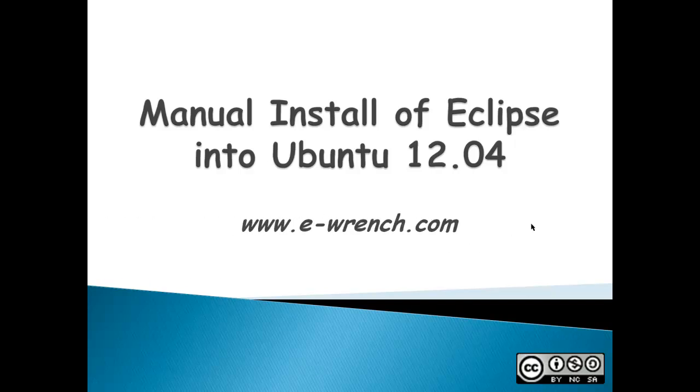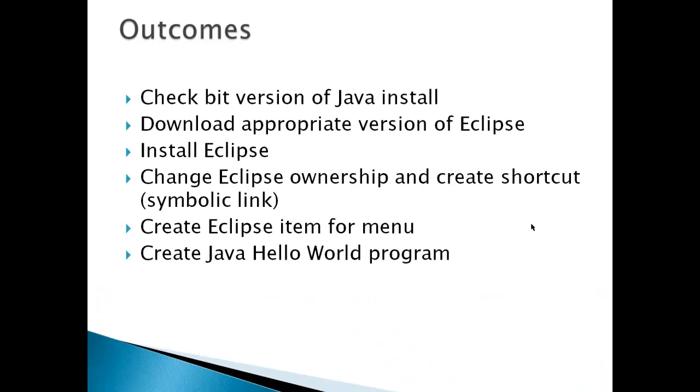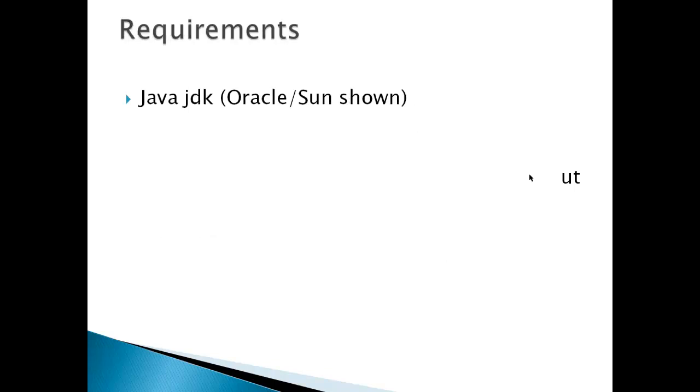This video is about how to do a manual install of Eclipse, this version is Juno, into Ubuntu 12.04. The outcomes of this video would be to check the bit version of the Java install, download the appropriate version of Eclipse, install Eclipse, change Eclipse ownership and create a shortcut, create an Eclipse item for a menu, and then finally to create a Java Hello World program to test it out.